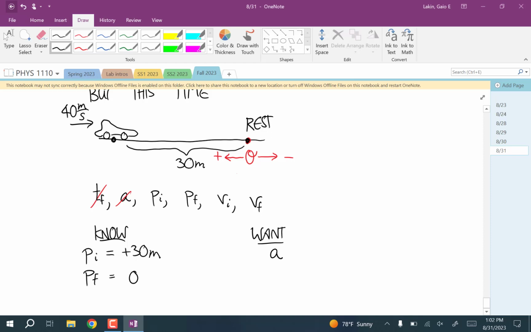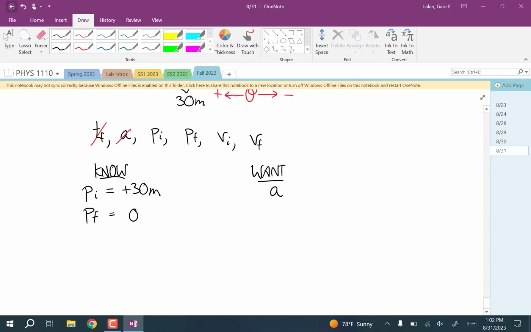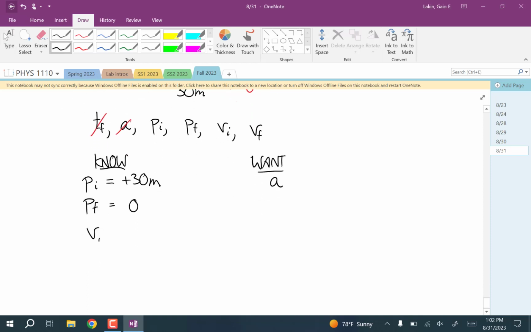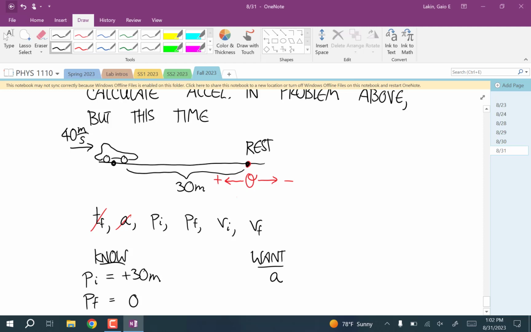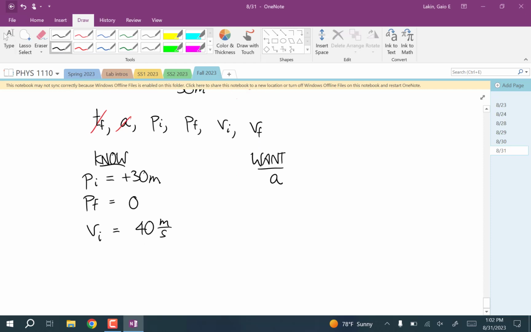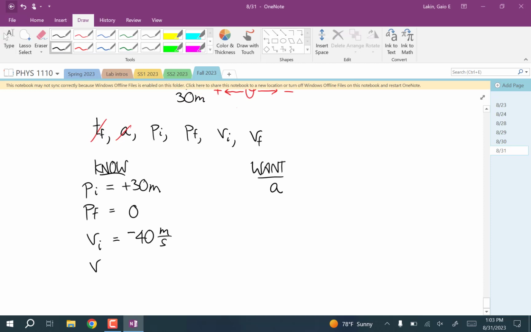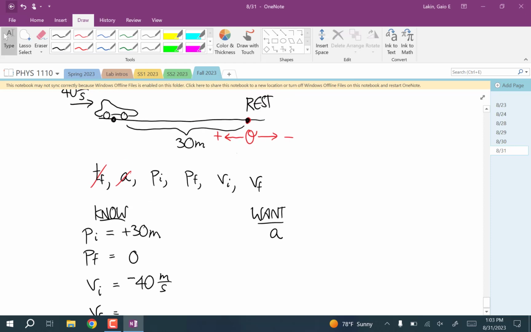What's the velocity at time equals 0? 40. The speed is 40. And then remember that we switched the directions. It's moving in what we're calling now the negative direction. So this is negative 40 meters per second. Are you with me on that? And then what's V final? It's at rest, so yep, it's 0.